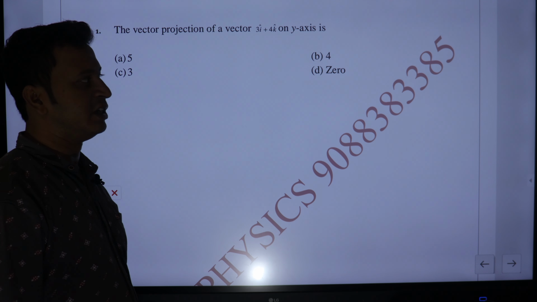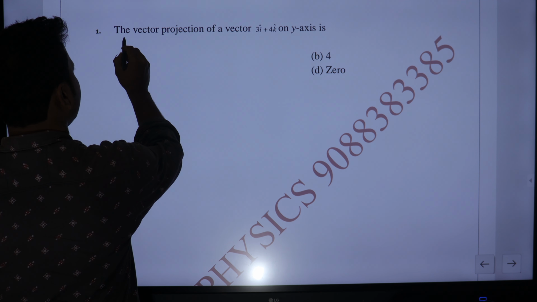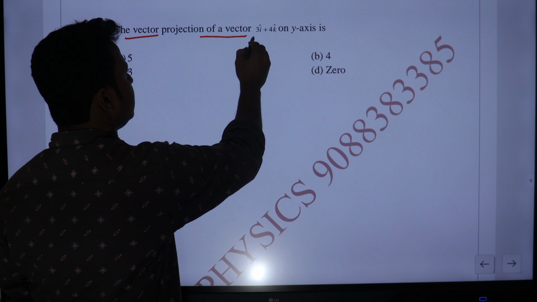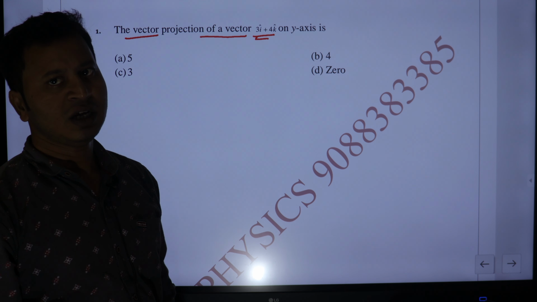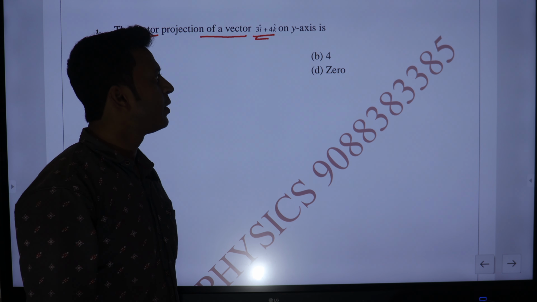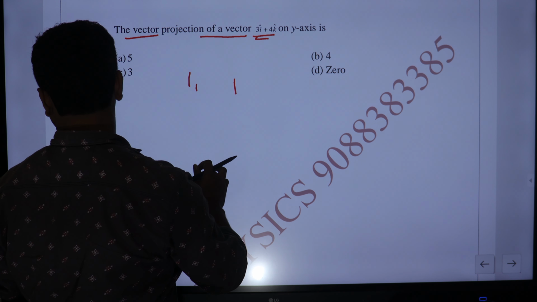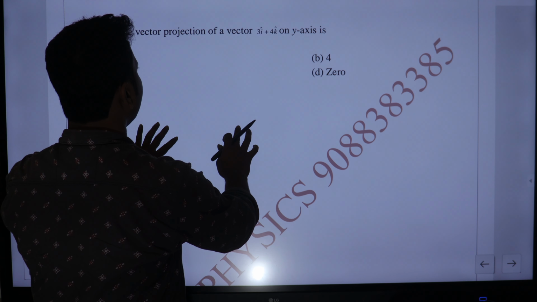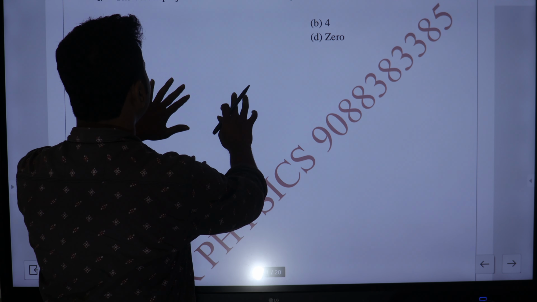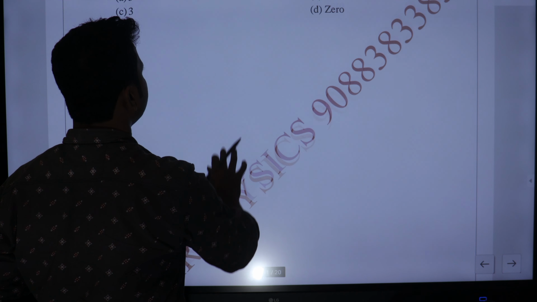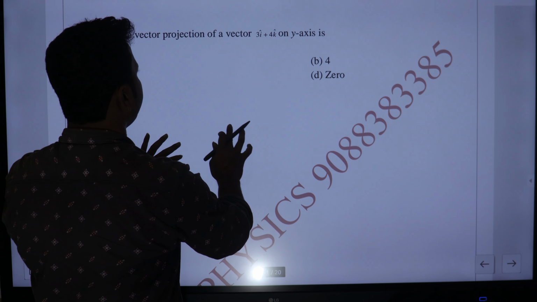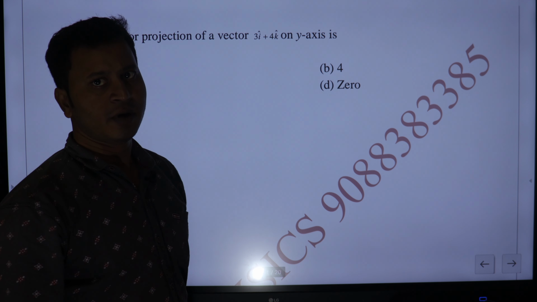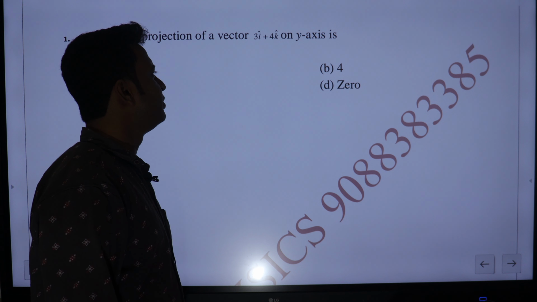The first question is given here. The vector projection of a given vector on the y-axis. Just a minute. I hope this is visible.